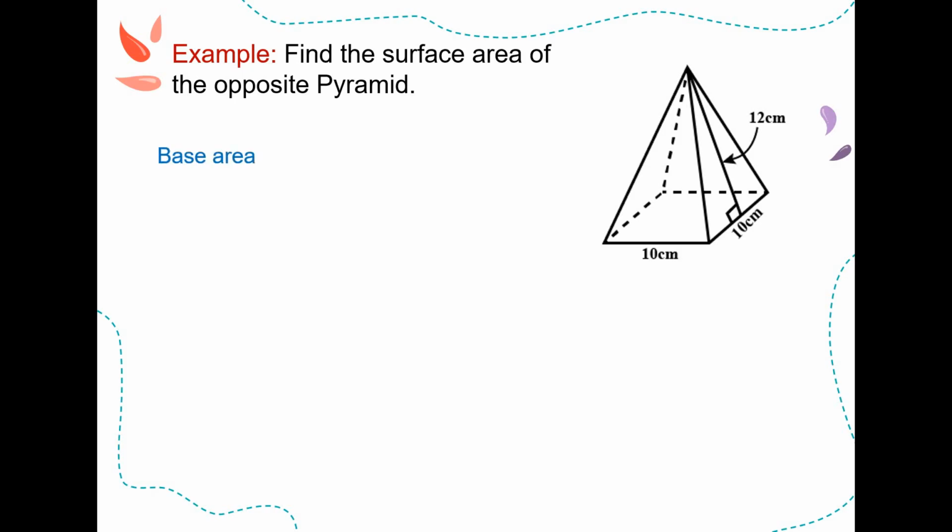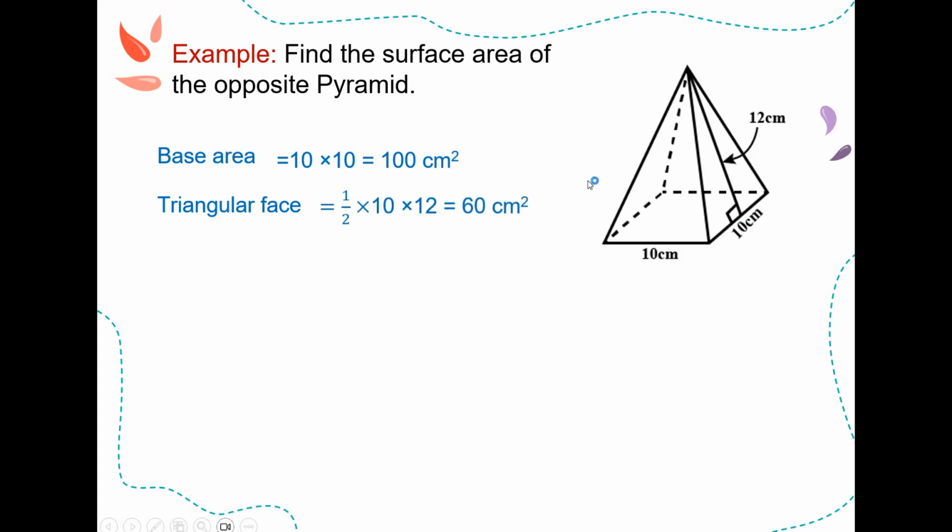Just find the area of the base. Base here looks like a square base. So the area of the square is what? Side times side, which is 10 times 10 equals 100 centimeters square. And find the area of one face, triangular face. This face, which is triangle, the area of it will be what? Half times base times height, which is half times 10 times 12 equals 60 centimeters square.